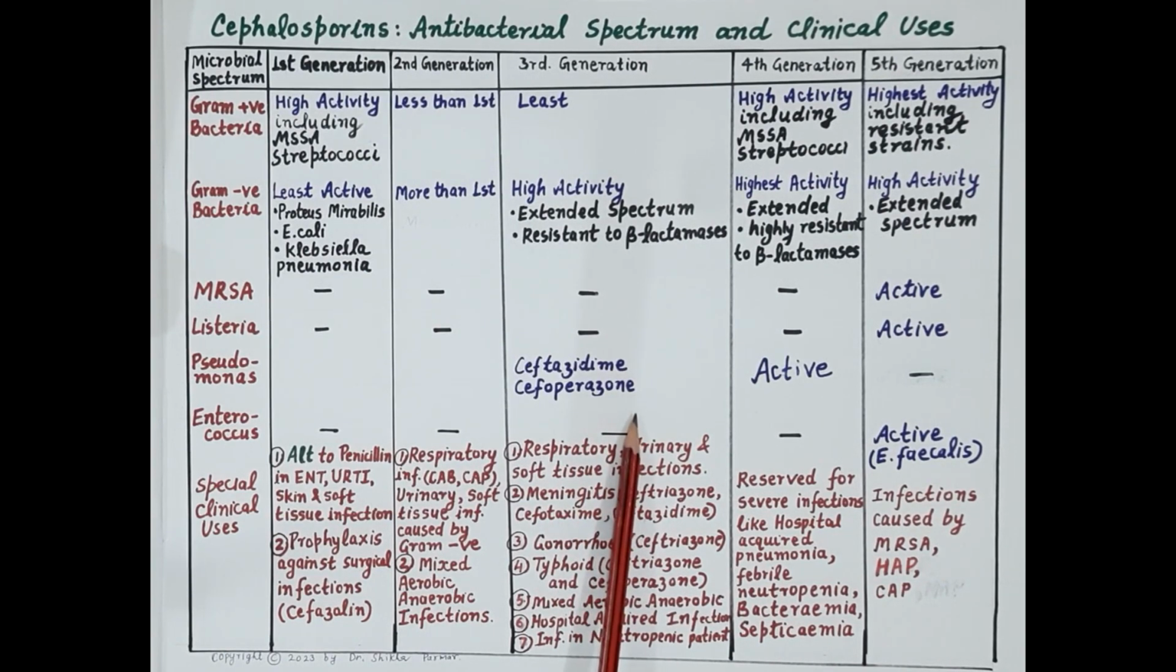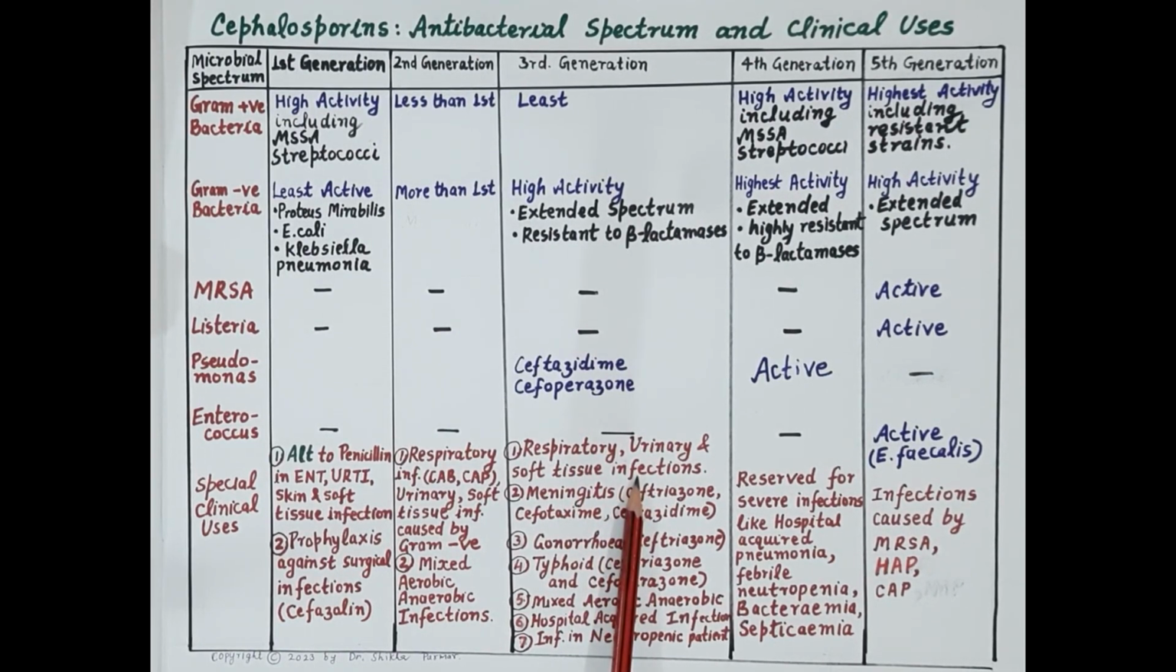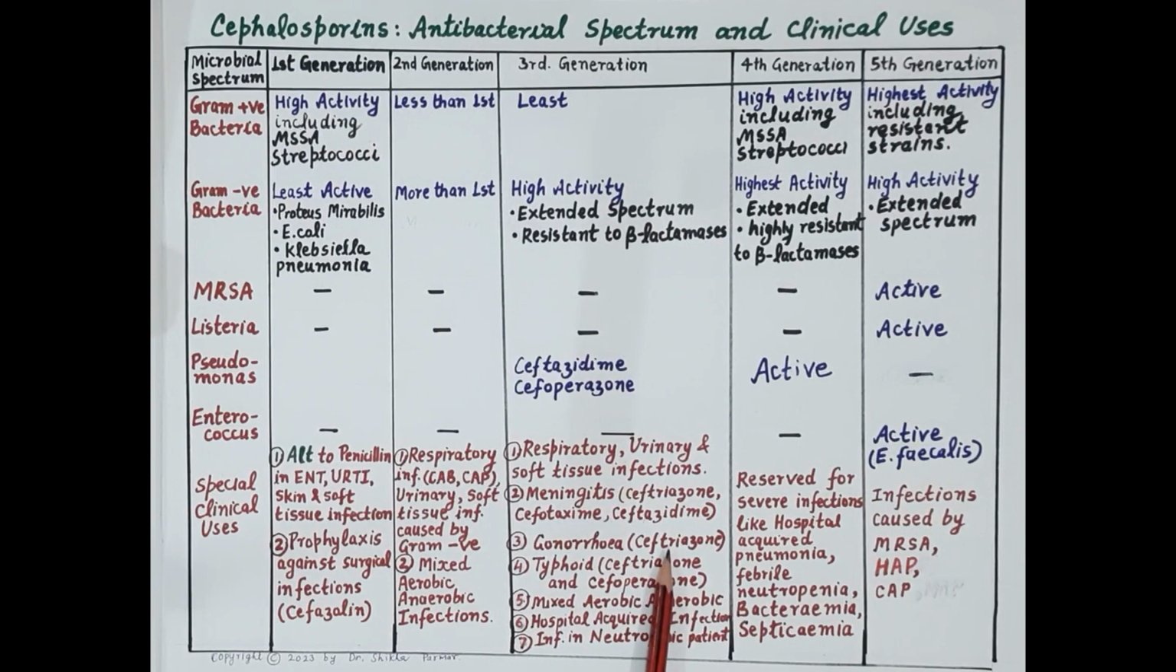So, third generation cephalosporins are the preferred choice and these are the most frequently used antibiotics for the treatment of gram-negative infections. So, indications include respiratory, urinary and soft tissue infections caused by gram-negative bacteria. Then, ceftriaxone or cefotaxime are used in the treatment of meningitis. Then, ceftazidime is most effective for Pseudomonas meningitis. Then, ceftriaxone is the first choice drug for the treatment of gonorrhea.